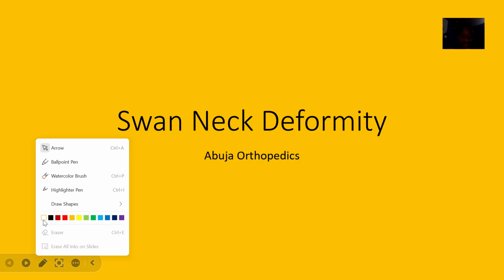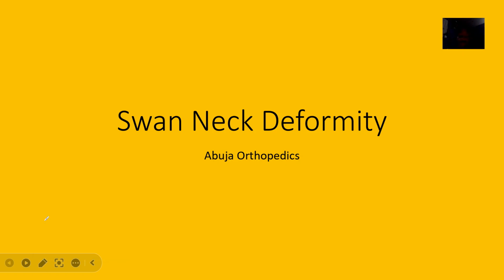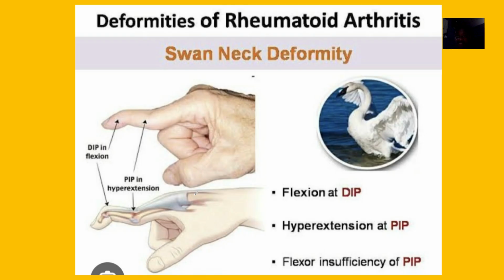Now for the next type of deformity which we'll be looking at in orthopedics, this is what is known as a swan neck deformity. Swan neck deformity. Alright. Now swan neck deformity, of course, is literal, of course the deformity is looking like a swan neck, do you understand?